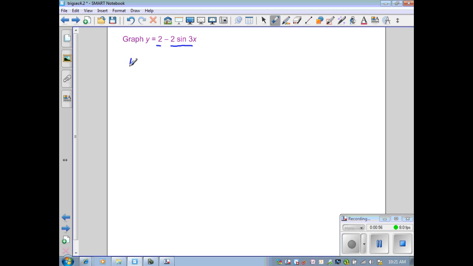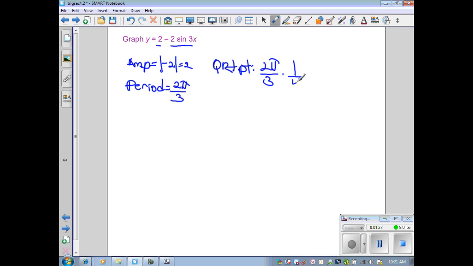So let's start with the amplitude. The amplitude is the value of this constant in front of my function, which is the -2. The absolute value of the -2 is 2. The period is still going to be 2 pi divided by b. In this case, my b is 3. Therefore, the period is 2 pi over 3. Quarter point is found the same way as we have in the past, which is to take my period times 1/4, which is going to be 2 pi over 12 or pi over 6.